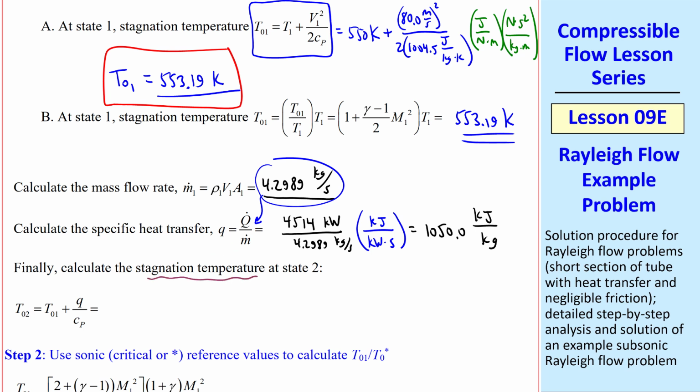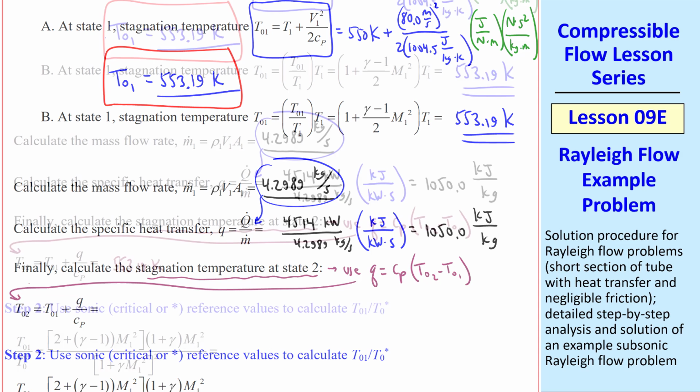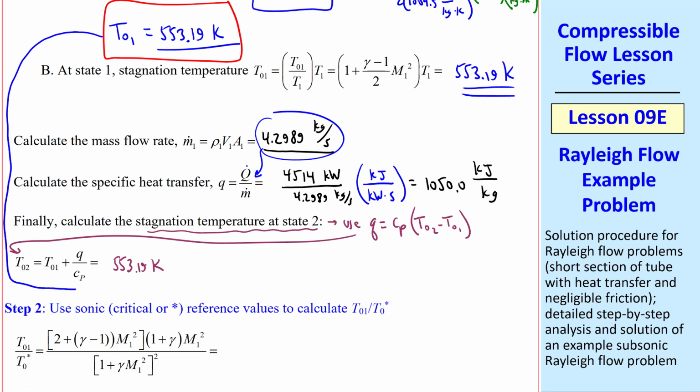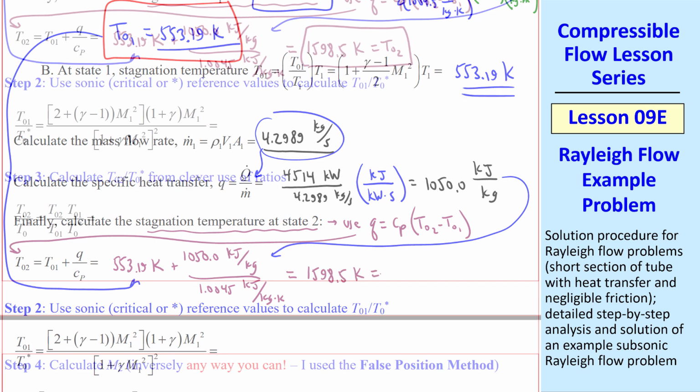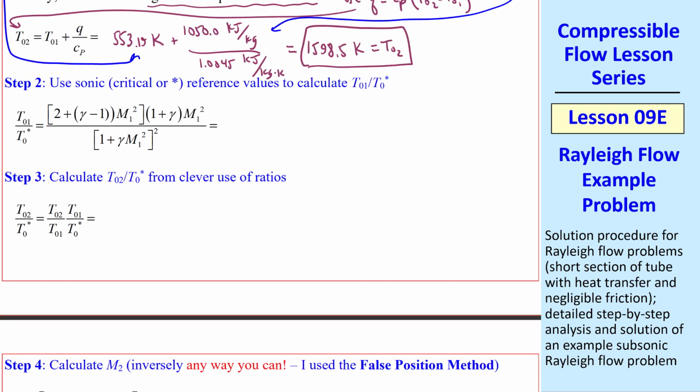To get the stagnation temperature at state 2, we use our equation for specific heat transfer, q equals Cp times T02 minus T01, which I solve for T02, using our T01 that we calculated previously, and the q that we just calculated, divided by Cp. We get T02 is 1598.5 K.